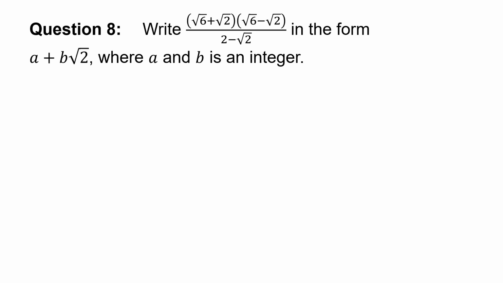So I think I've saved probably the trickiest question for last. So we have write root 6 plus root 2 multiplied by root 6 minus root 2 divided by 2 minus root 2 in the form a plus b root 2, where a and b are going to be integers. So a little bit of advice with this one. You've got all the rules there to work this out. Just take it step by step. Pause the video when you're ready and then come back when you want to hear the answer.